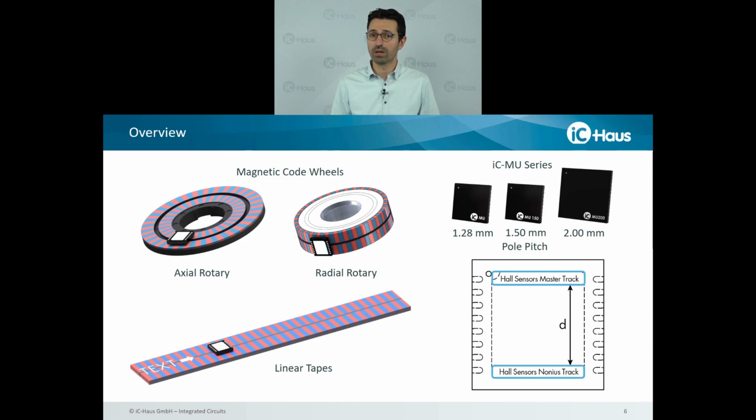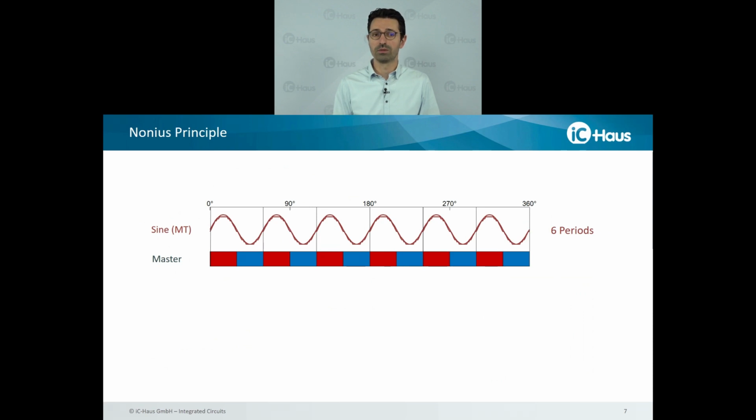But how can we calculate an absolute position from two incremental tracks? This is done with the nonius principle. I have simplified the nonius principle a little bit with this graphic here. I have plotted a master track with 6 periods because then it's easier to understand. What we are doing with an interpolation is a digitalization of each pole pair, and then we get an absolute information, but only within one pole pair. So this information repeats 6 times.